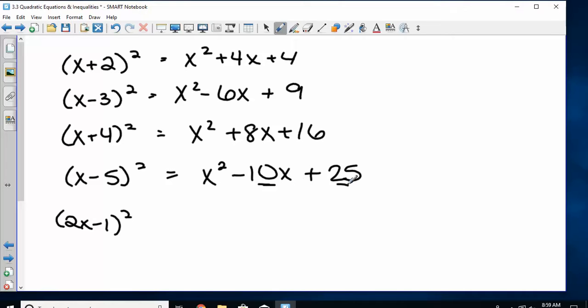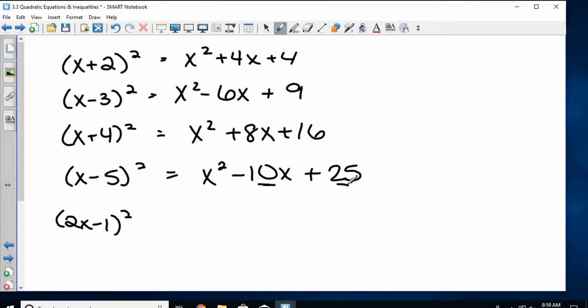Okay, how are these numbers related? The 10 and the 25. 5 squared is 25. 5 plus 5 is 10. Okay, so 4 squared is 16. 4 times 2 is 8.